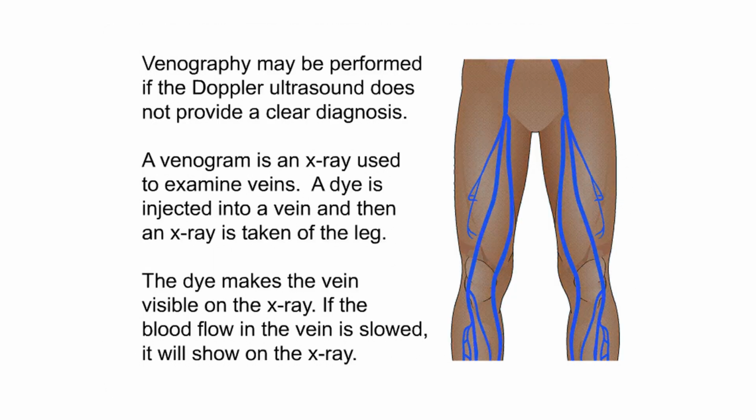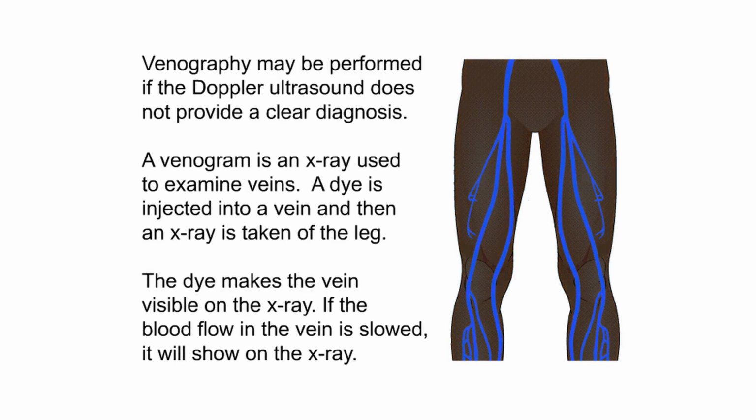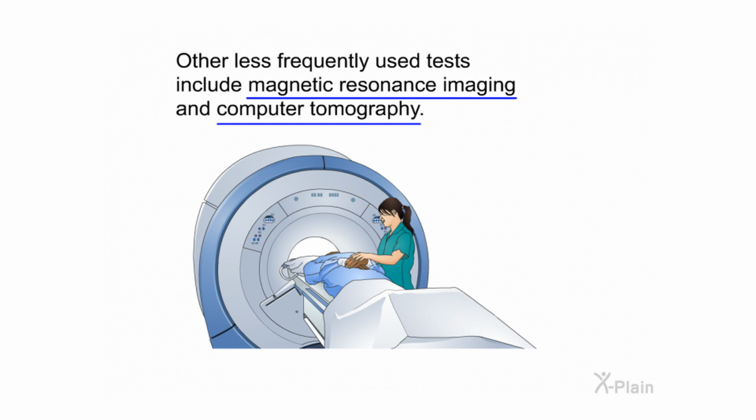Venography may be performed if the Doppler ultrasound does not provide a clear diagnosis. A venogram is an X-ray used to examine veins. A dye is injected into a vein and then an X-ray is taken of the leg. The dye makes the vein visible on the X-ray. If the blood flow in the vein is slowed, it will show on the X-ray. Other less frequently used tests include magnetic resonance imaging and computed tomography.